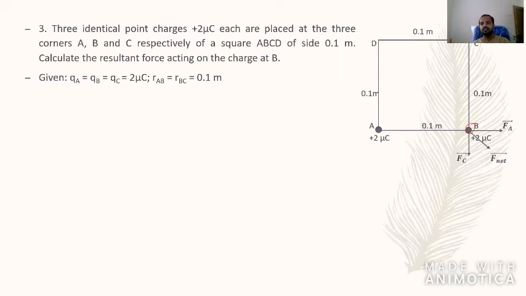That is, the force will be acting along AB extended. In a similar manner, we also find out what is Fc, which is the force acting on the charge at B due to the charge at C. It is once again in the vertically downward direction. And then after knowing the values of Fa and Fc, we'll take the resultant force of these two to find out what is the net force acting at the charge on B.